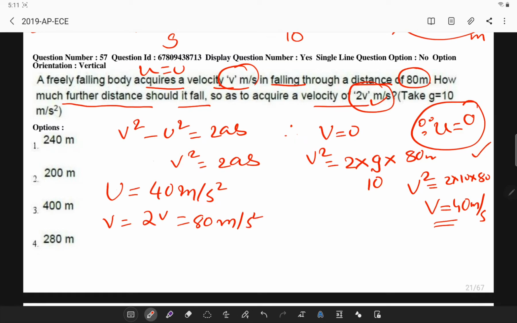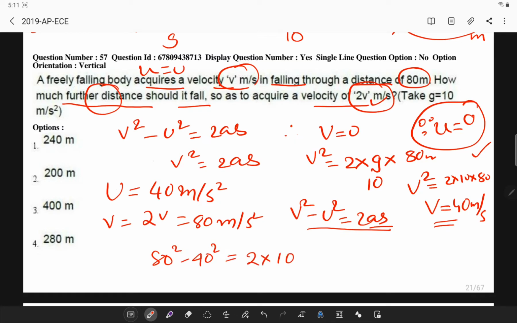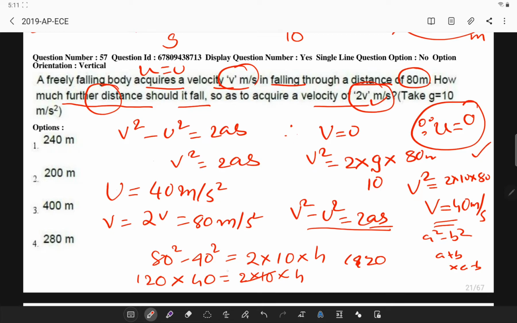Now what is he asking? The distance. So same, v square minus u square is equal to 2as is the formula. So 80 square minus 40 square is equal to 2 into 10 into h. So 80 square minus 40 square, I will be applying a square minus b square is a plus b into a minus b, so 80 plus 40 is 120, into 40 is equal to 2 into 10 into h, or h is simply 240 meters.